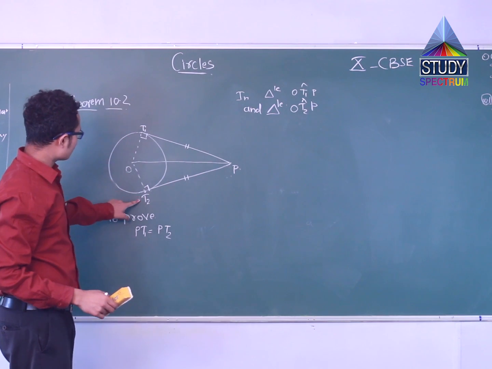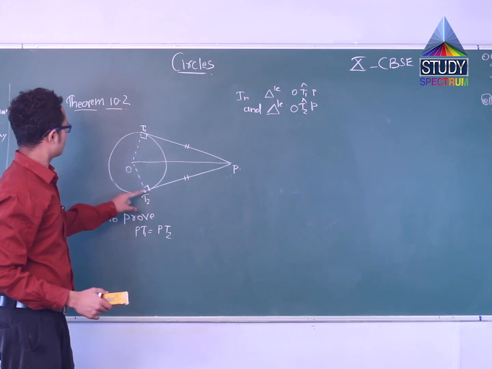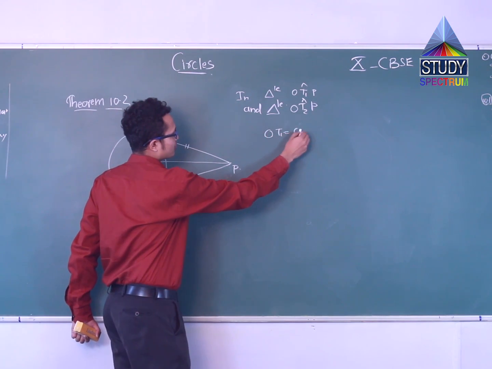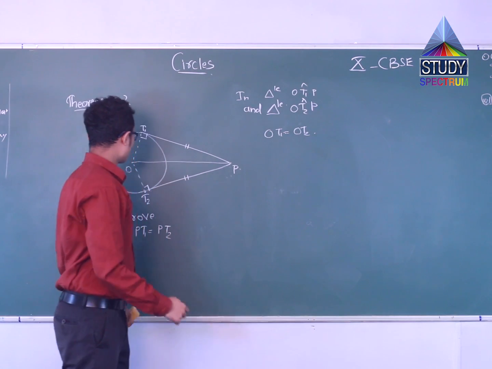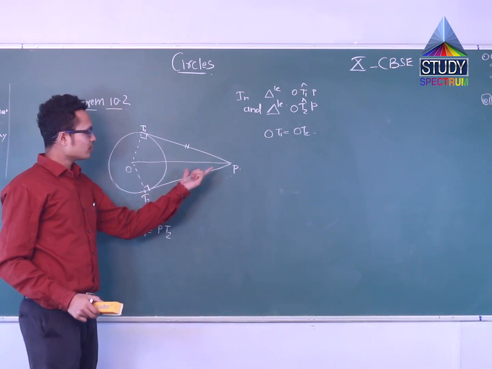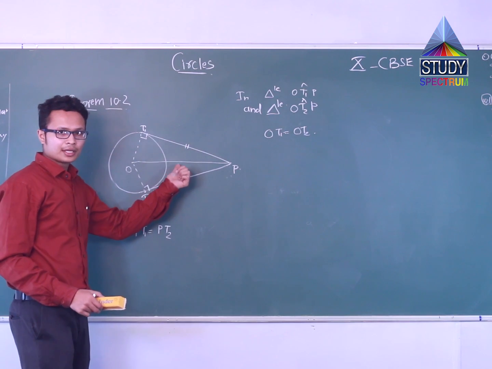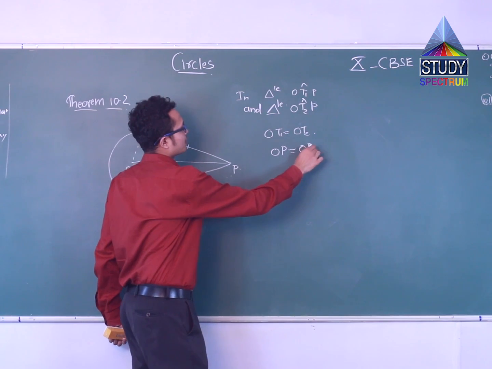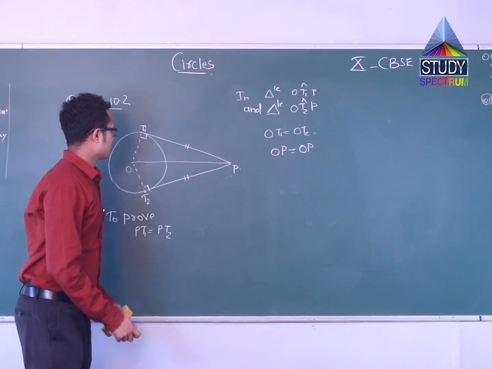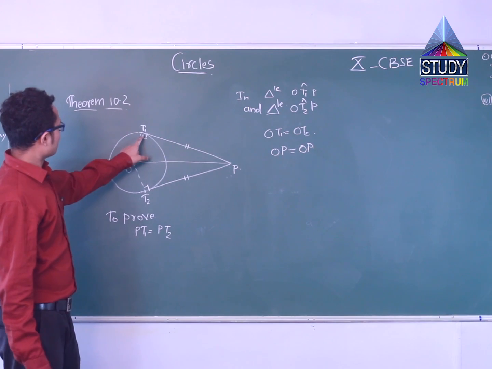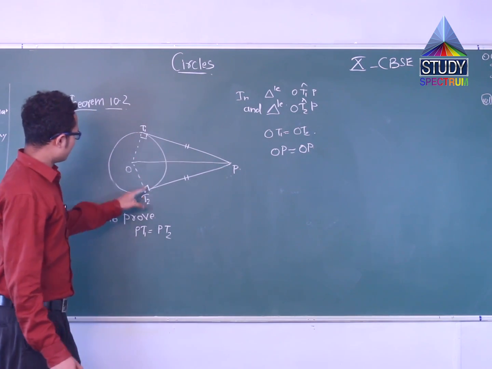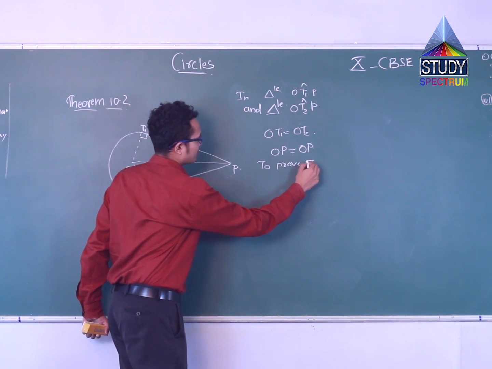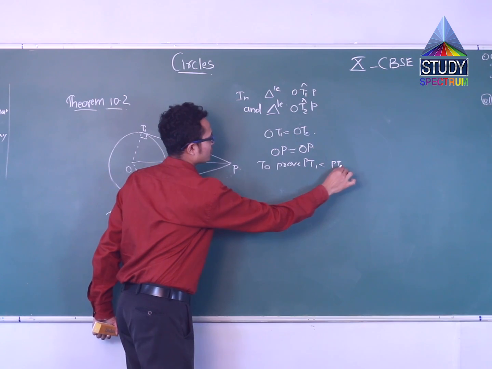OT1 and OT2 form radii of the circle, so they will be of equal length. I'll write OT1 is equal to OT2. Now side OP is common to both the triangles, so I'll write OP is equal to OP. Now what is the left out side? This PT1, we have to prove that PT1 is equal to PT2.